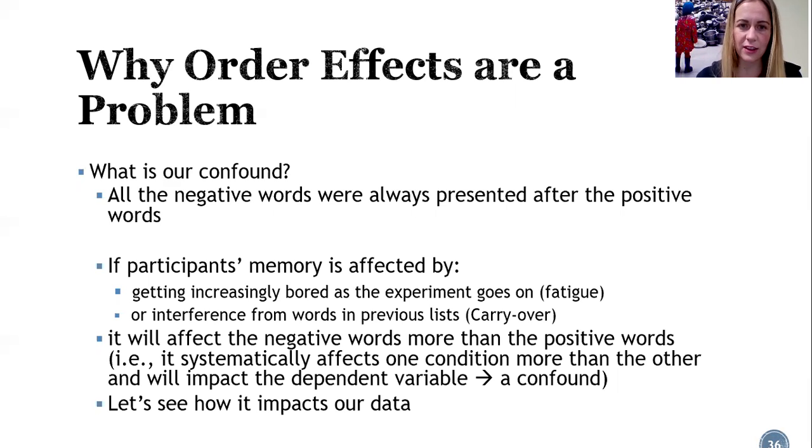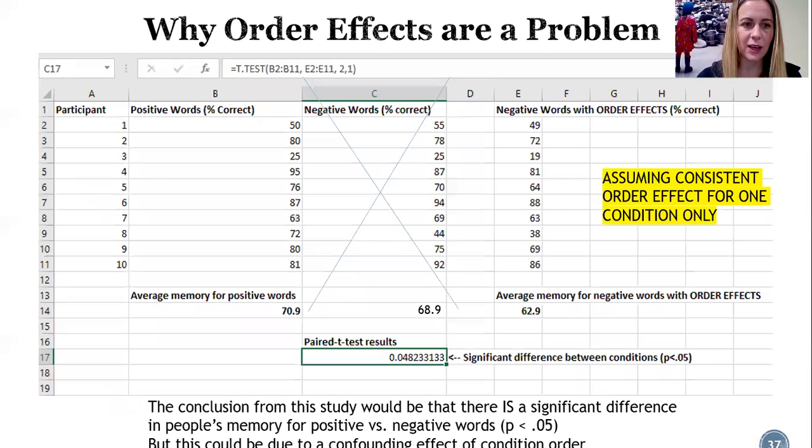Let's look and see how this would affect our data. So here we have our participants. Where's my arrow? Here it is right here. Our participants. Here's their memory for positive words, percent correct. This is the data that I had showed you before, and I've just changed it a little bit to show that there is this fatigue effect.